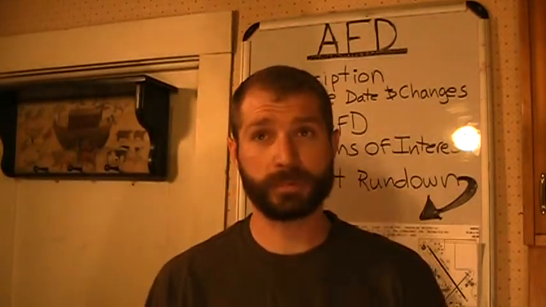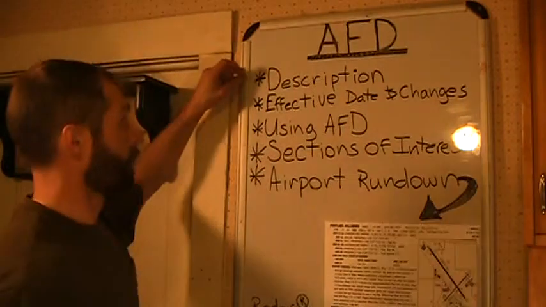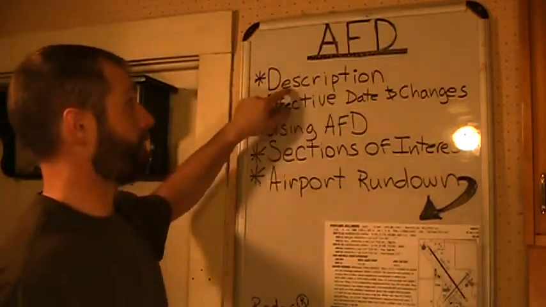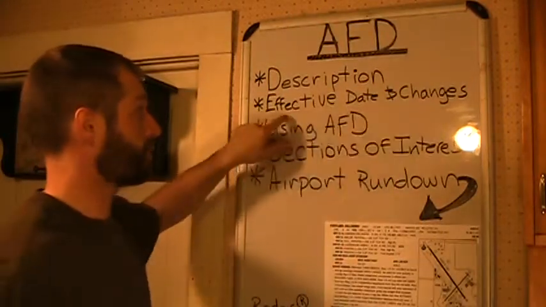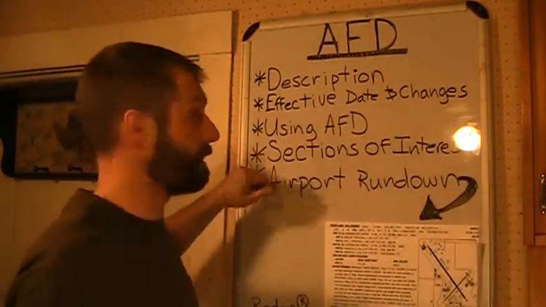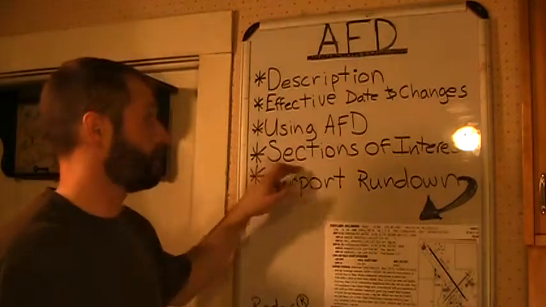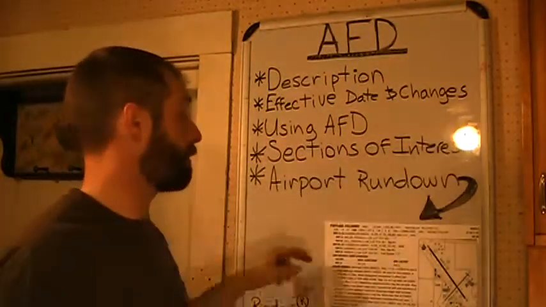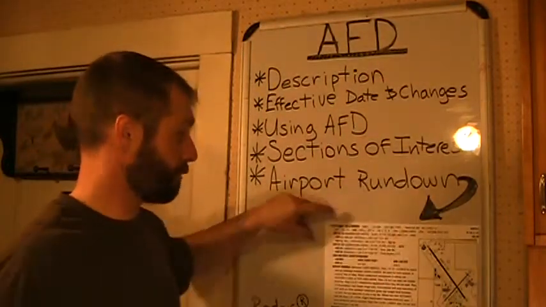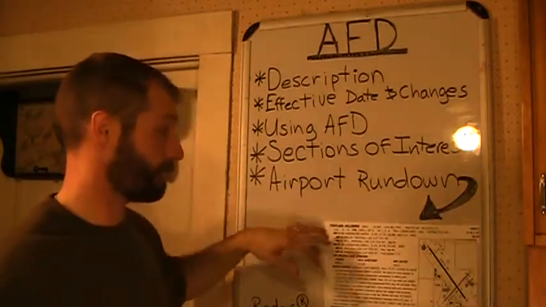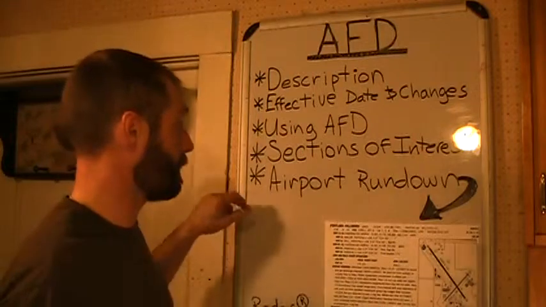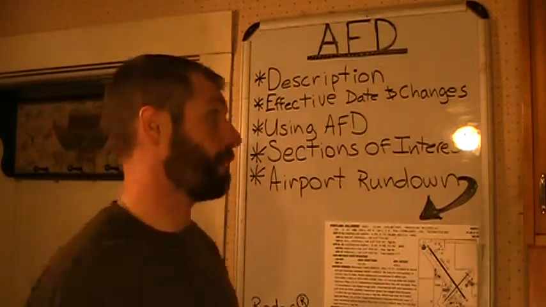To start out, we're going to go through the description of the AFD, a basic description, effective date and changes, how to watch out for this stuff and how it applies, using the AFD, sections of interest, and then I'm going to break a little bit and we're going to zoom in on this little portion of my board here, which has an airport, the facility directory for HIO, and we'll give you an airport rundown of that.